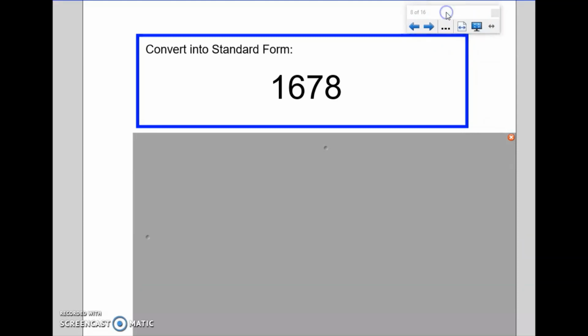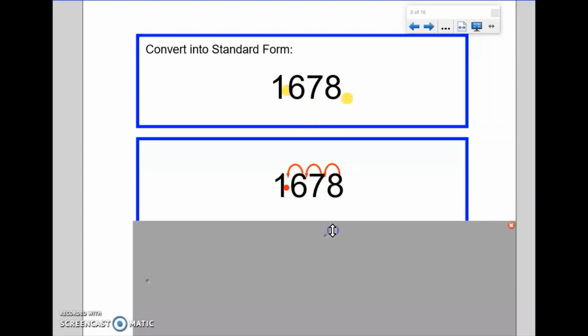Okay, last one to have a go at. 1678. Again, you wouldn't usually be asked to convert these into standard form, but for the basis of the lesson and learning the method, we can still go ahead and change this into standard form. Decimal place starts here. I'm going to move it 1, 2, 3 to the left, and I'm going to drop my decimal point there. So my working out looks a bit like this.